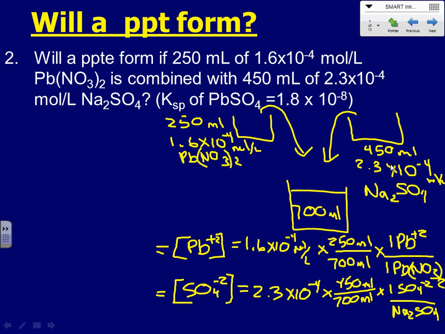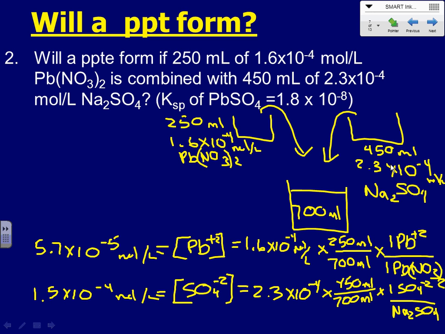Yeah, what do you got, Shauna? Times 10 to the negative 5 moles per liter. And do you have the other one yet? 1.5 times 10 to the negative 4 moles per liter. All we've done is figure out what our concentrations are.